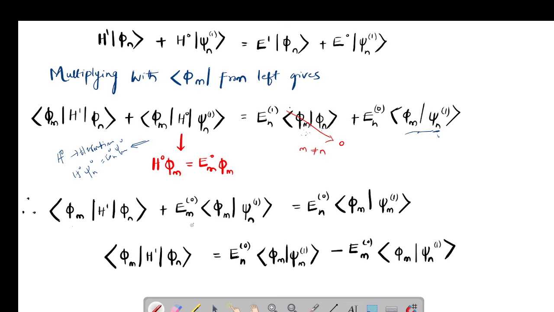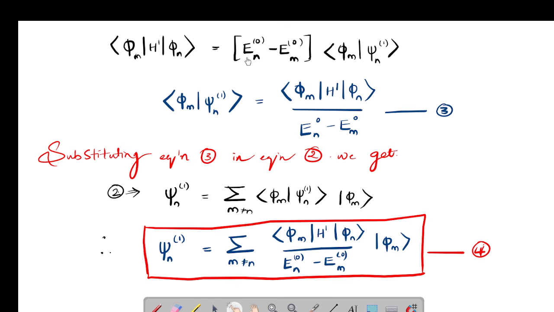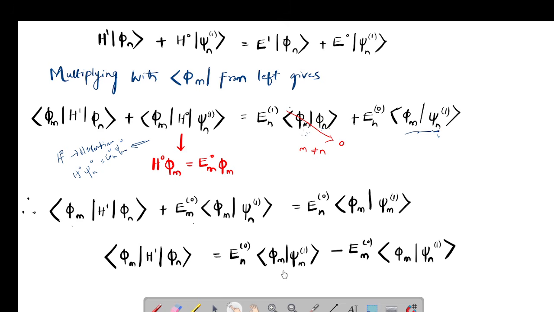And in the next step, we have taken out the E m naught to the other side, and we got the equation, that is LHS equals E n power 0 inner product of phi m psi n power 1 minus E m power 0 phi m psi n power 1. So, in the next step, we will take out the common term. Here, the common term is phi m psi n power 1.